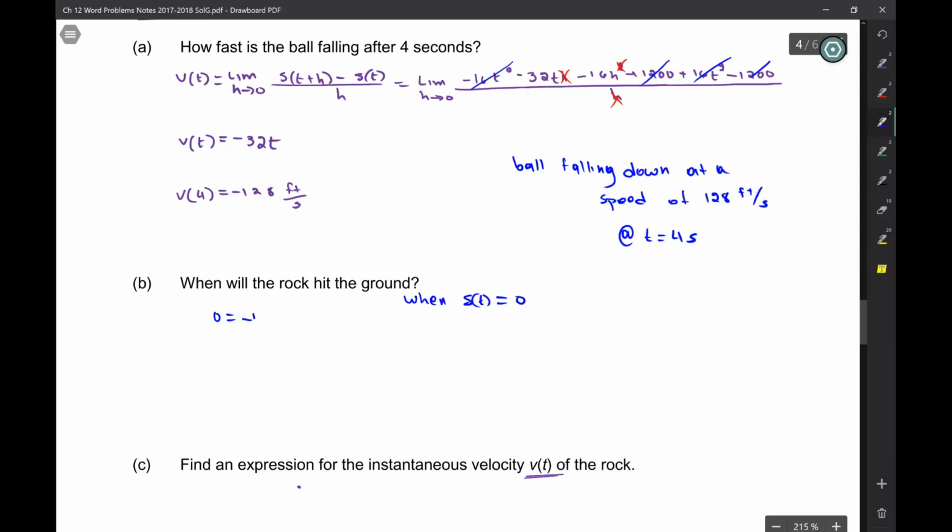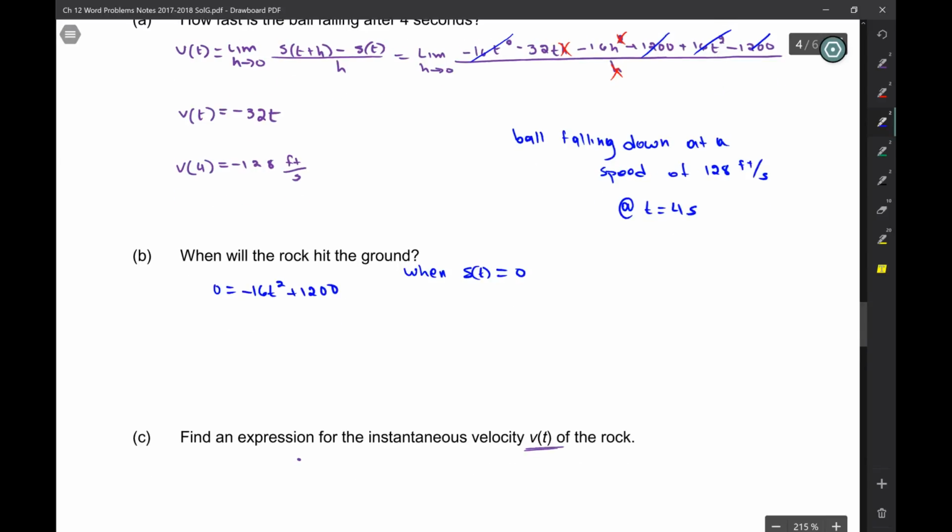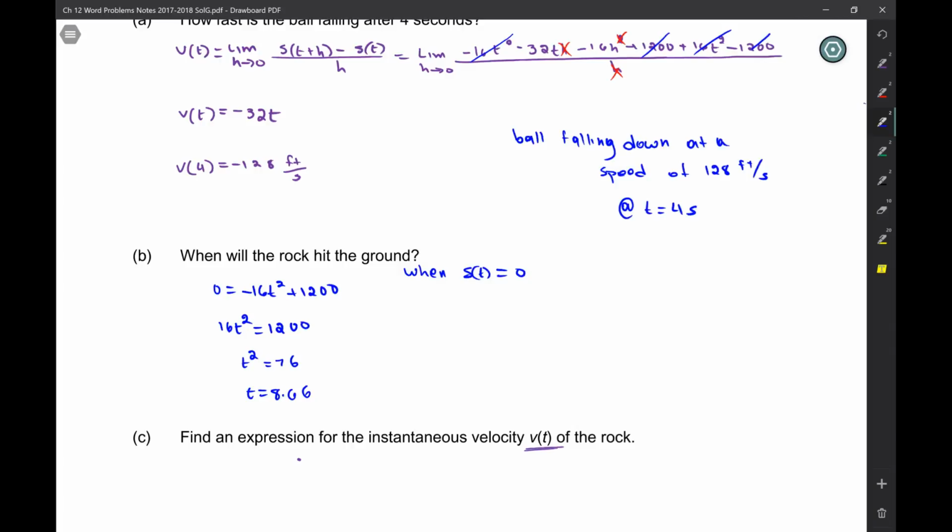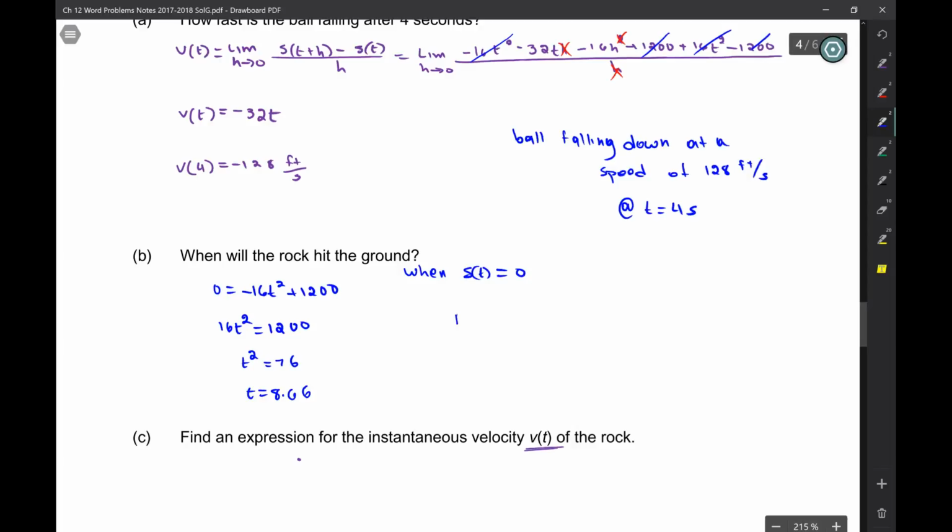So 0 is negative 16t squared plus 1200. All right, I'll erase you to it. So t squared, how much? 8.66. So what does that mean? That's how many seconds it takes for the ball to hit the ground, right? So the ball hits the ground.